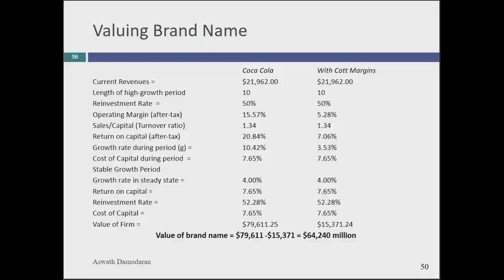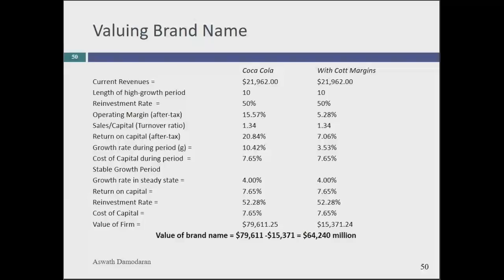I said, tomorrow, if your brand name goes away, you become a generic soda company. Your margins are going to crumble because that's what COTT's margins are. I'm going to revalue you with COTT's margins, and it's going to have ripple effects because that low margin of 5.28% is going to translate into return on capital of about 7%, not the sky-high 20% you have now. That low return on capital is going to translate into low growth, and you work it all the way through. The value that I get for your company with the brand name gone is about $15 billion.